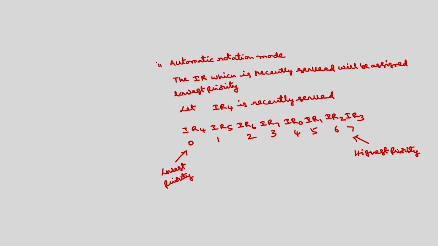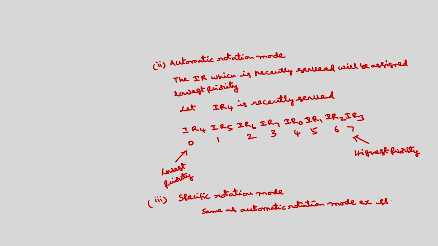Then the third mode. The second mode was automatic rotation mode. The third mode is specific rotation mode. This is the same as automatic rotation mode, except that the lowest priority can be assigned to any IR by the user.